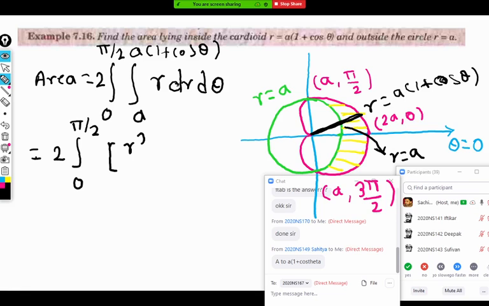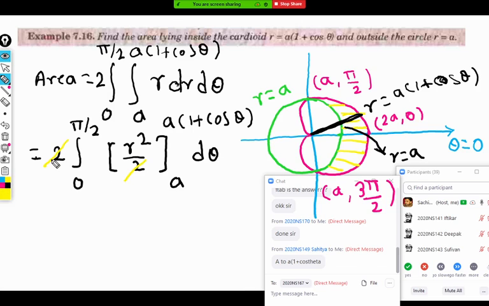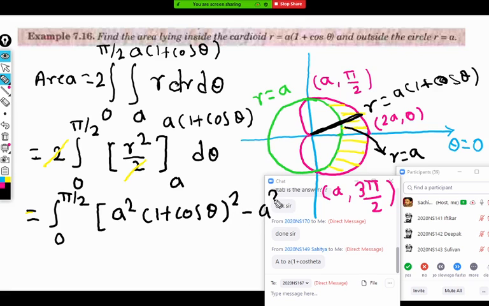It's r square by 2, from 0 to a times (1 plus cos theta), and this 2 gets cancelled. Now this integral 0 to pi by 2 of a square, (1 plus cos theta) bracket square minus a square, d theta. Any doubt up to here?